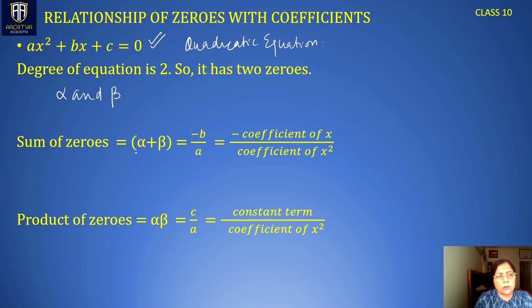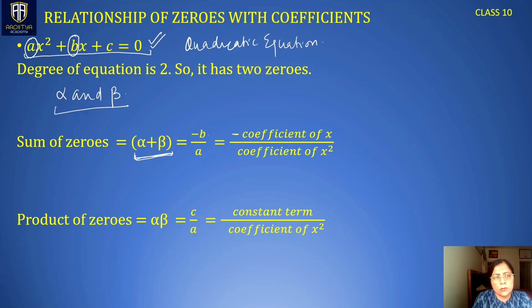Like the sum of zeros. If we have alpha and beta, 2 zeros of this quadratic equation, then their sum can be expressed as minus b by a. This is your quadratic equation. Minus b over a means the sum of zeros can be written as negative into coefficient of x. b is the coefficient of x divided by the coefficient of x square, which is a. We will be verifying these formulae in the next slide. Just try to learn this thing.